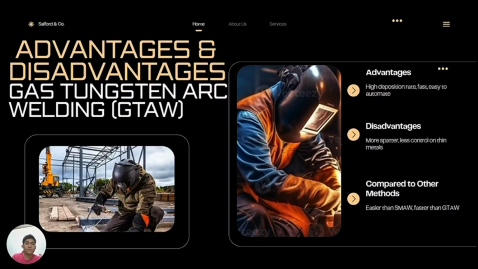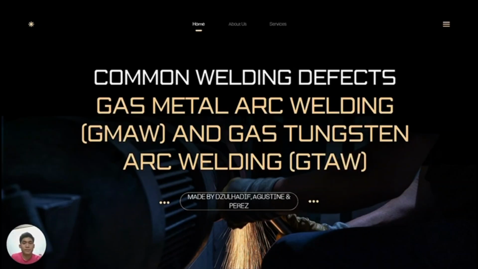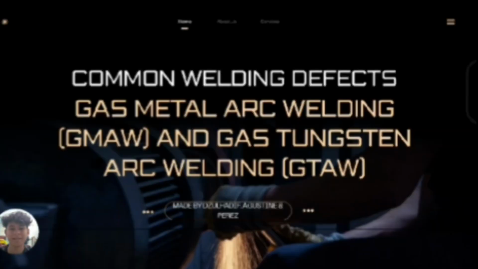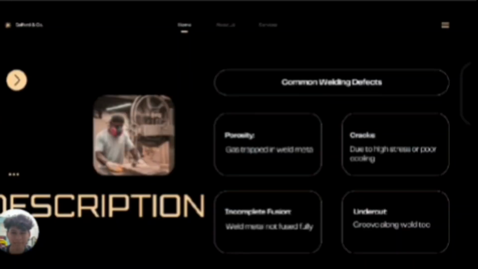Its advantages are high deposition rate and its speed. Finally, I will address the critical issues of weld quality and our conclusion. First, common welding defects.